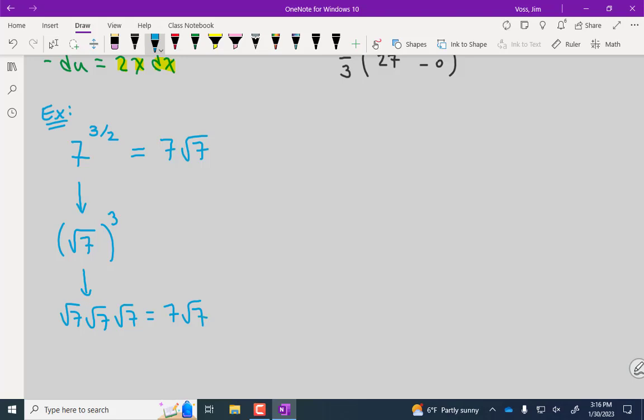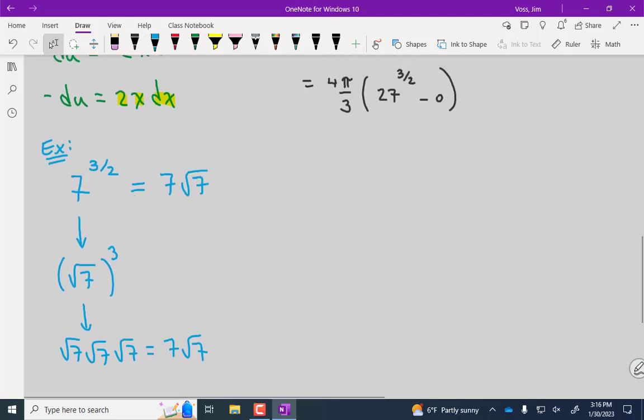So that we're going to see a lot. There's a lot of the 3 halves powers that just happen to show up when you integrate in this class. So that's one way we could do this. That's, I think, pretty quick, pretty easy.